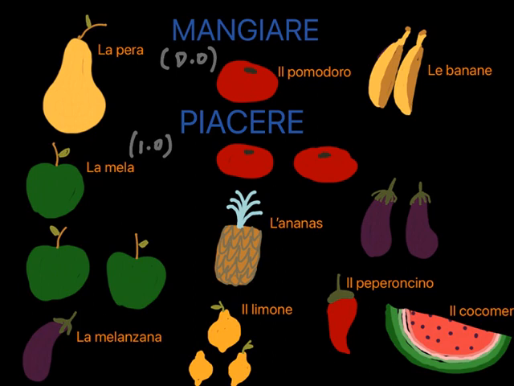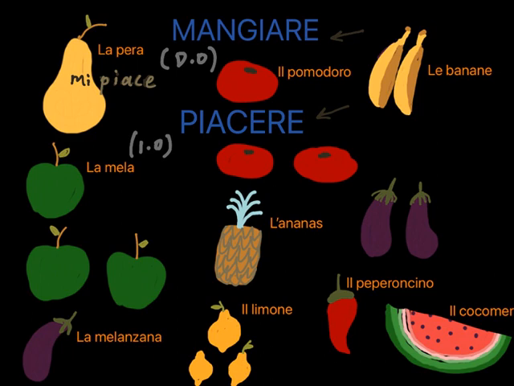All right, and then here we can practice with the verb piacere, which functions in a different way. It doesn't work like mangiare, because you don't say I eat it, but you'd say it pleases me, because that's how piacere works. So instead of using io mangio, you would say la pera mi piace. Mi piace. Which means it's pleasing to me. But the meaning is I like it.